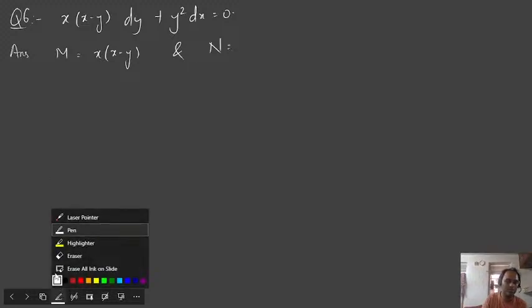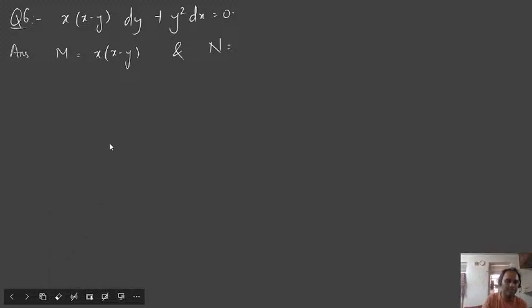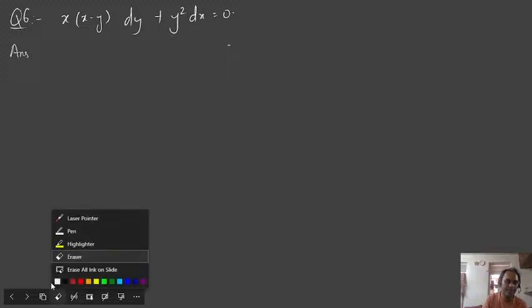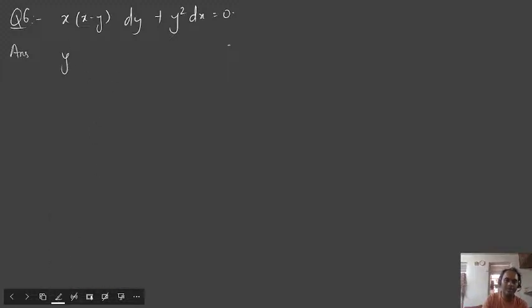x into x minus y dy plus y square dx is equal to 0. Now in this case you have your m as x minus y, and n is, oh no, wait a minute, dy is given first, so always remember you have your format as dx as the first one.